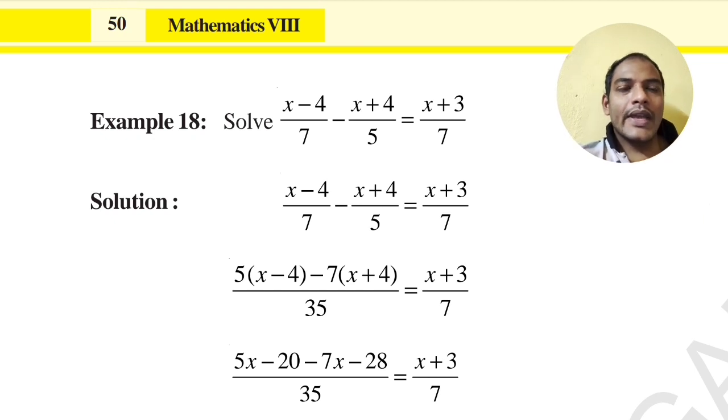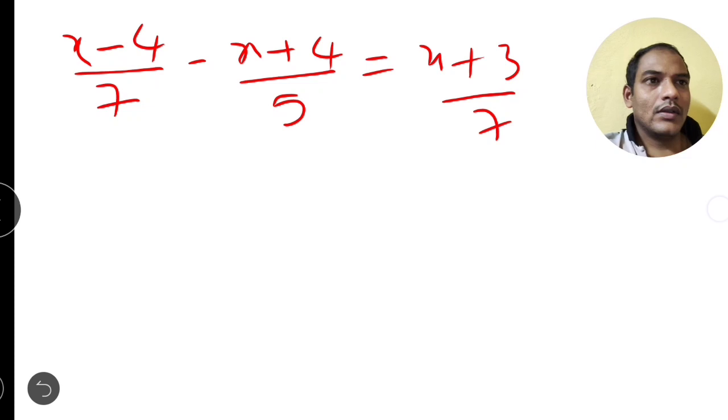So children, now do example 18, that is solve (x minus 4) by 7 minus (x plus 4) by 5 equals (x plus 3) by 7. If you observe the question, on the left side of the equal symbol there are 2 fractions and on the right side 1 fraction is given. So the 2 fractions on the left side, you make them into 1 fraction. Then after that, do cross multiplication.